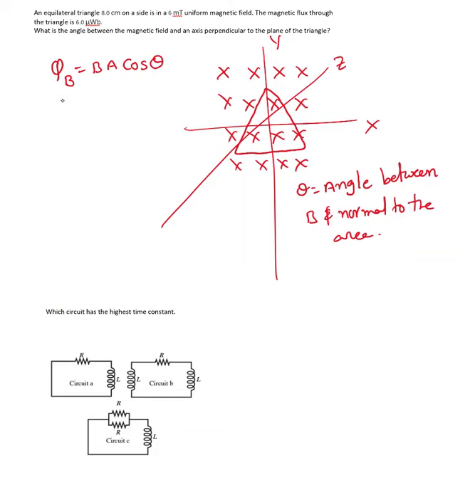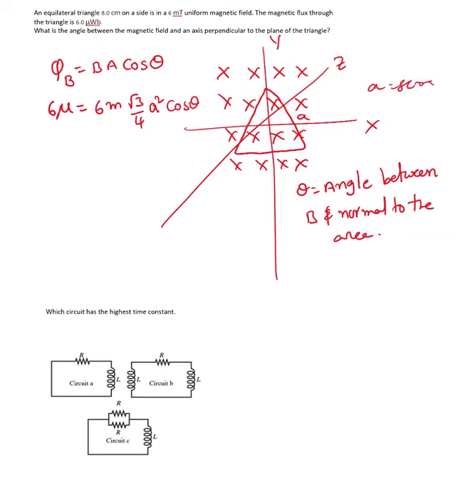So phi B, which is 6 micro, equals 6 milli, and the area of an equilateral triangle is square root 3 by 4 a squared, where a is the side, times cos theta. Okay, and a is given, a equals 8 centimeters.